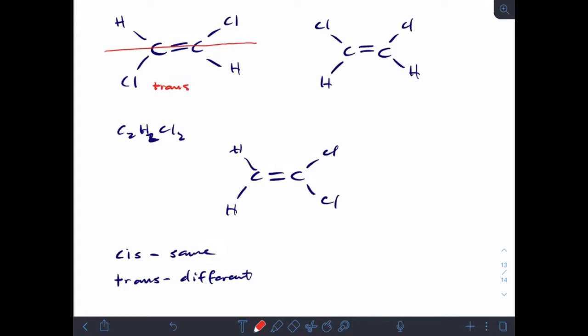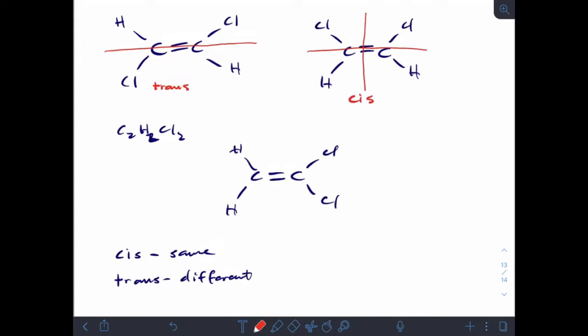Let's look at the top right molecule here. If I bisect that double bond, on the top I have two chlorines that are the same, and on the bottom I have two hydrogens that are the same. That is a cis molecule. Okay, I have chlorines that are matching, hydrogens that are matching. In fact, if I were to bisect top to bottom, I have chlorine on top, hydrogen on bottom, chlorine on top, hydrogen on bottom. Everything's the same. No matter how I slice it, horizontally or vertically, they are the same on both sides.